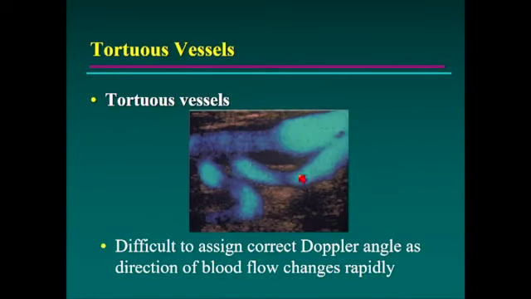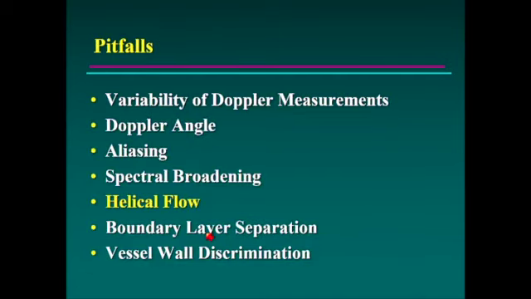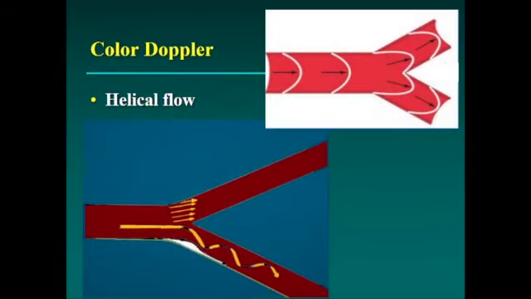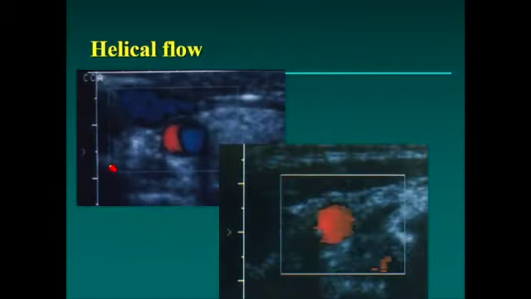And as we all know, some of the vessels are extraordinarily tortuous, as they are in this case, and it gets very hard to know how to adjust your Doppler angle in a vessel that tortuous. One phenomenon that you might have seen, but may not be aware of, is something called helical flow. This happens around areas of bifurcation, sometimes areas of disease. And it's a really cool phenomenon.